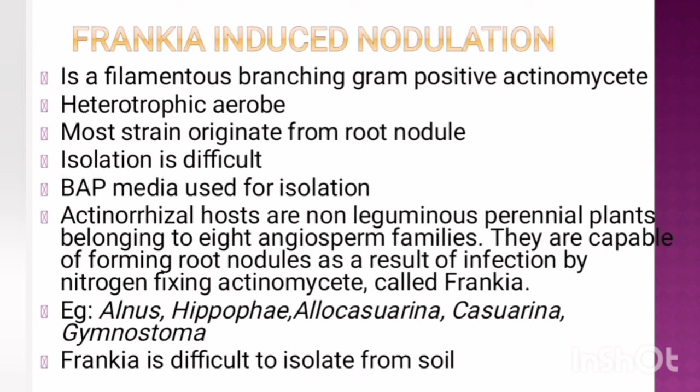Frankia is a filamentous branching gram-positive actinomycete. It is present in the soil, but it is difficult to isolate. So, most isolates originate from root nodules. A selective medium, BAP medium, is used for the isolation, and it contains potassium hydrogen phosphate, magnesium sulfate, calcium chloride, biotin, iron sulfate, PDTM, etc. Antifungal agents are added to the medium to minimize fungal contamination. Frankia are heterotrophic aerobes.